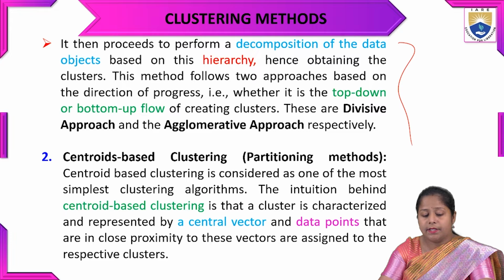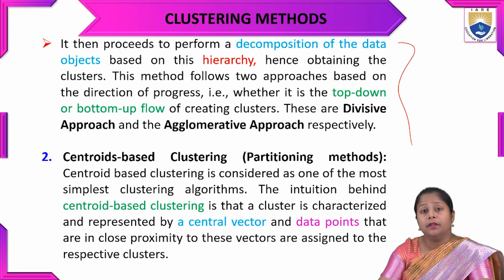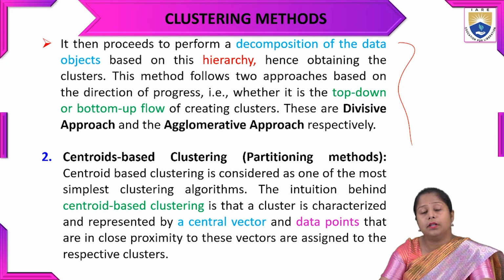Next clustering is centroid-based clustering, that is the partitioning method. So centroid-based clustering is considered one of the simplest clustering methods. The intuition behind centroid-based clustering is that a cluster is categorized and represented by a central vector, and the data points that are very close in proximity to these vectors are assigned to the respective clusters.